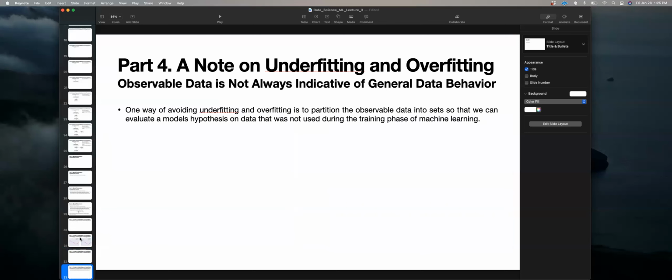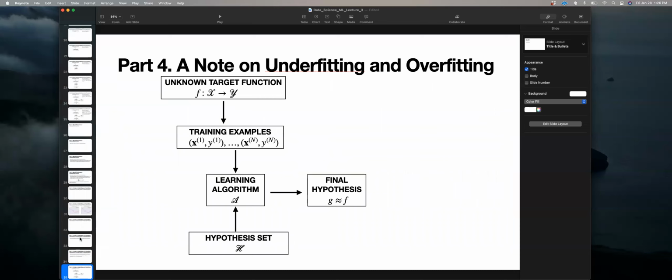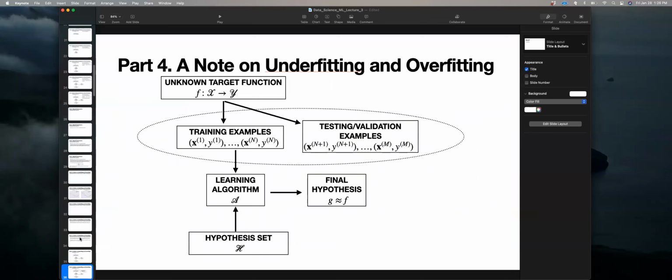Okay, so one way that we can, in a very naive way, avoid over and underfitting is by partitioning the data that we do have into different sets, like a training and testing set. So typically, if you have enough data, you can use maybe 75% of your data as the training, and you run your model on that, and then you see how it's doing on the data that you left out. So instead of having just training examples like this, we'll have training and testing samples.